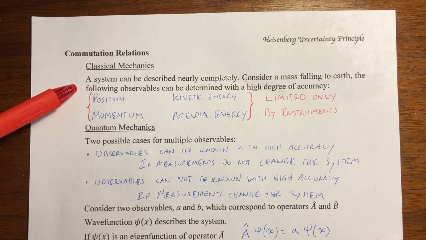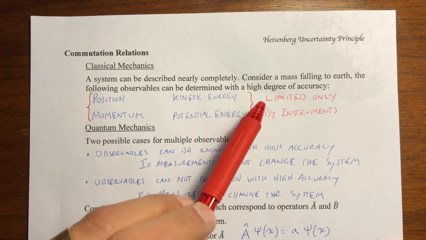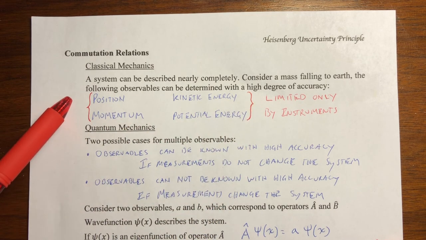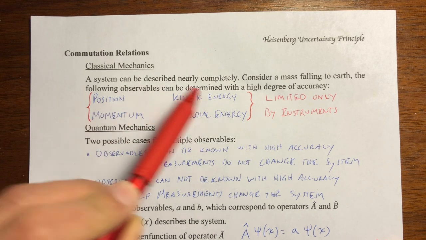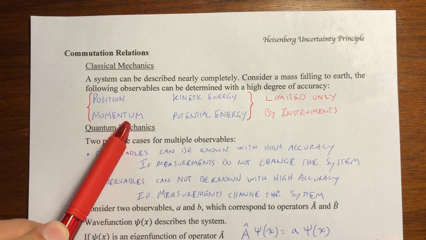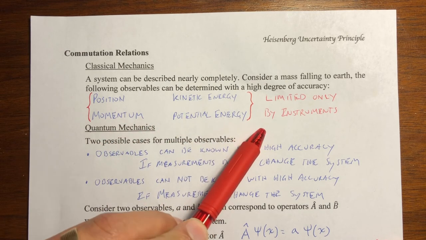A system in classical mechanics can be described nearly completely. So consider a mass falling to Earth. The following observables can be determined with a high degree of accuracy. Things like position, momentum, kinetic energy, potential energy. All of these things are known for a system, and you're only limited by your instruments.